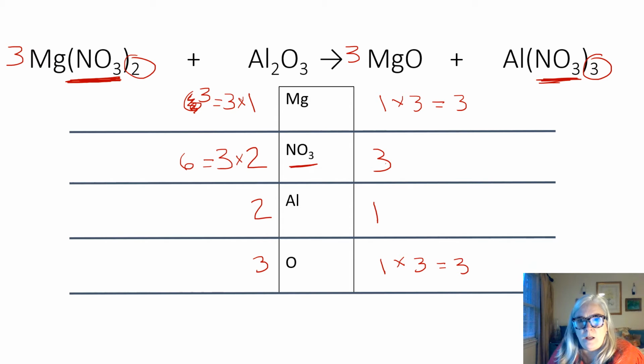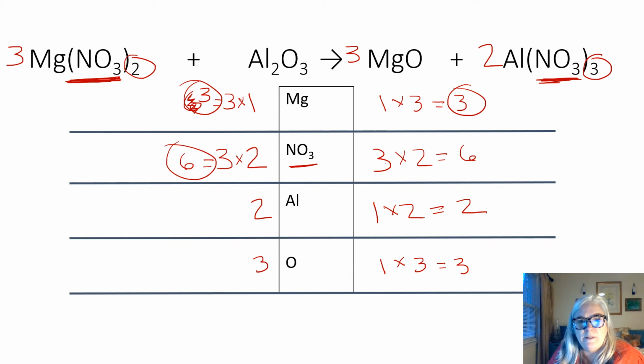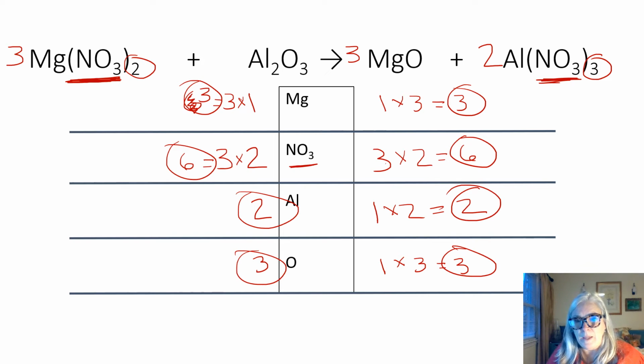Aluminum is not balanced. Whoops. So a nitrate on this side, I need to multiply by 2 to get 6. So I'm going to put a 2 in front of the nitrate, but that also changes aluminum to 2. So now let's double check. I've got 3 and 3, 6 and 6, 2 and 2, 3 and 3. So we are balanced. Let's try one more problem where I'm going to show you something a little bit different. So from this, the big takeaway is keep your polyatomics together.